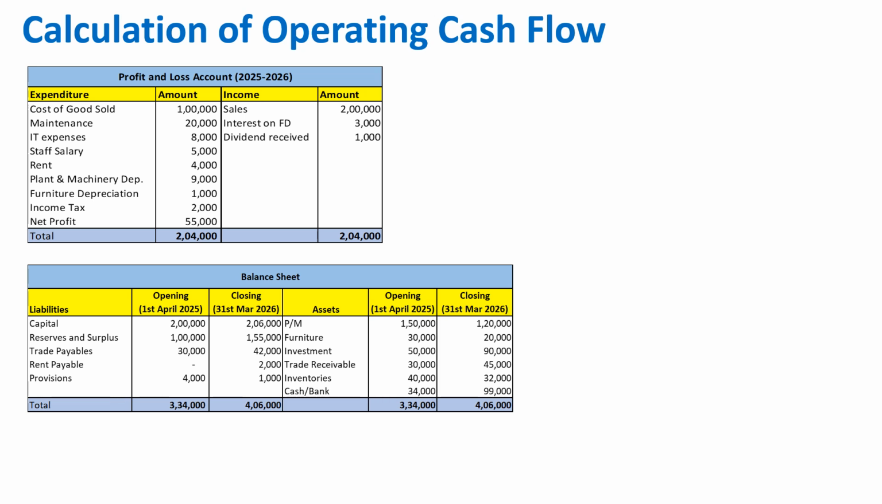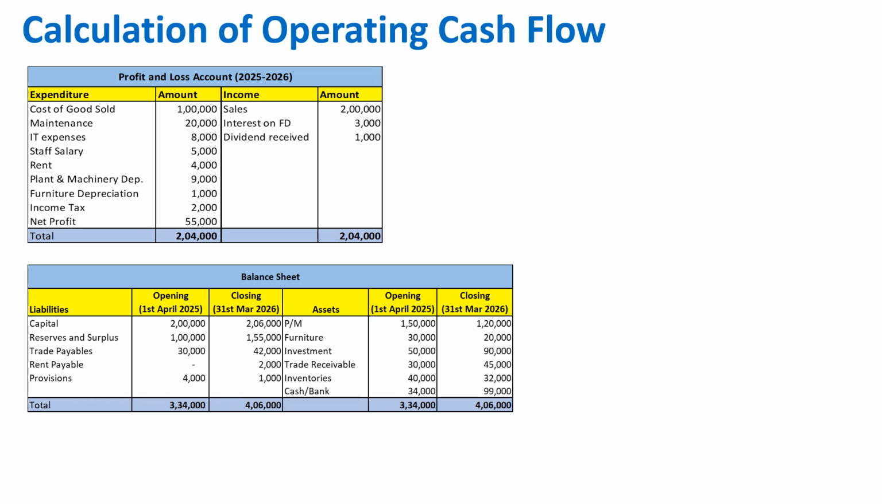When it comes to assets, plant and machinery opening 1 lakh 50,000, closing is 1 lakh 20,000. Furniture opening 30,000, closing 20,000. Investment 50,000 opening, closing is 90,000. Trade receivable opening 30,000, closing 45,000. Inventories opening 40,000, closing 32,000. Cash and bank opening was 34,000 and closing is 99,000.